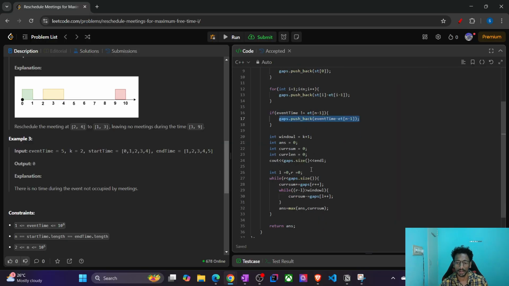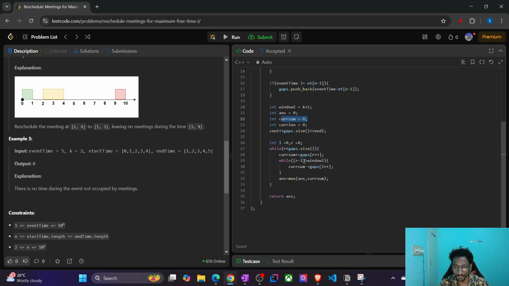Okay. Now I know that our window length will be k plus 1 because I am calculating with respect to the gaps. I have already explained how getting k plus 1 gaps lets me merge them together. So window length will be k plus 1, the answer is initially 0 and current sum is equal to 0. Now I have taken 2 pointers, L equal to 0 and R equal to 0, and I am iterating over the gaps vector, adding the current gap into the current sum.